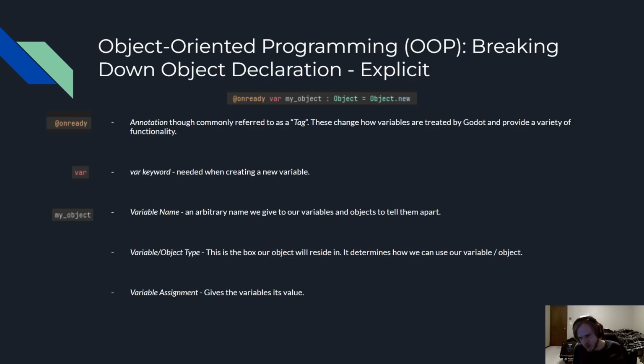Next up, we have the variable type, or in this case, the object type. And this object is of the type object, which is available in Godot. And this is the box that we talked about at the beginning that our variable or object will reside in. It determines how we can use our variable / object. And lastly, we have the assignment. In this case, we assign our variable to a new object, object.new, and this gives the variable its value.